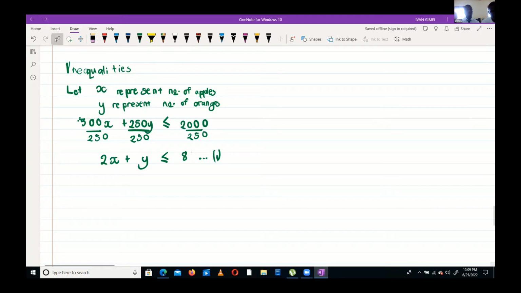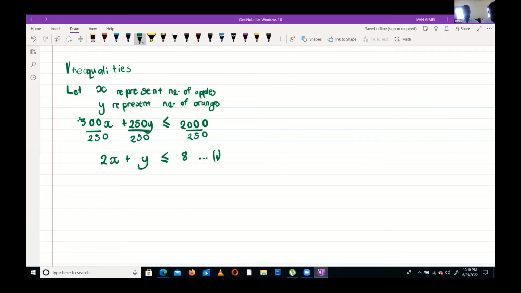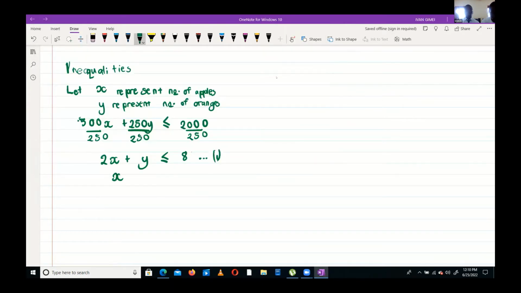So yeah, that is our first inequality. And we can move on now. The question continues to say she must not buy more than 2 apples. If they say she must not buy more than 2 apples, it means the number of apples she's buying is less than or equal to 2. Therefore, x is less than or equal to 2. This is our second inequality.